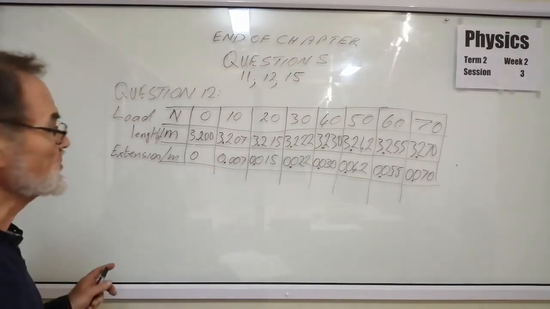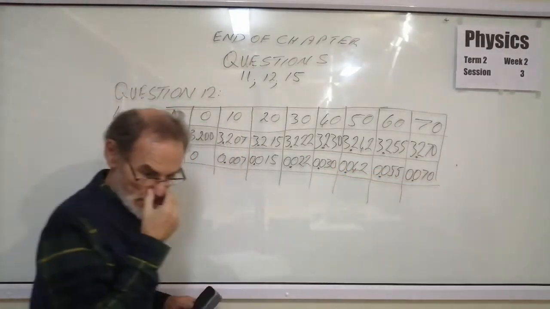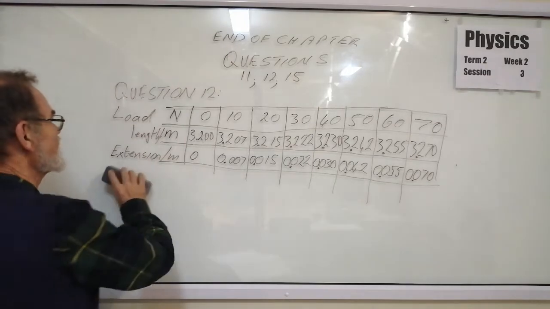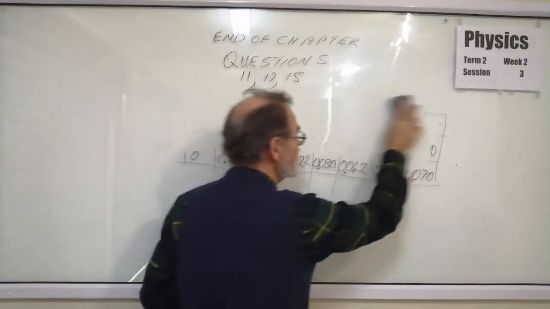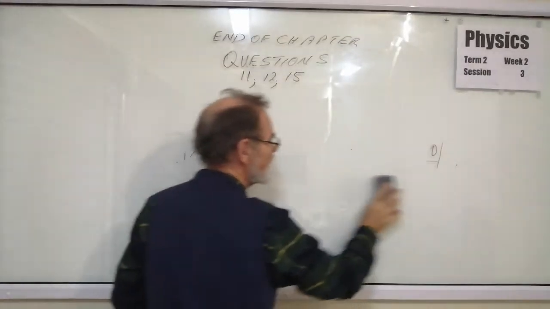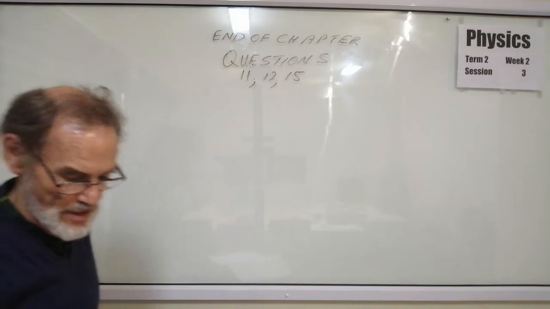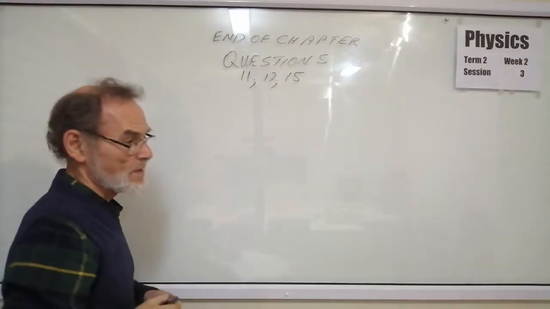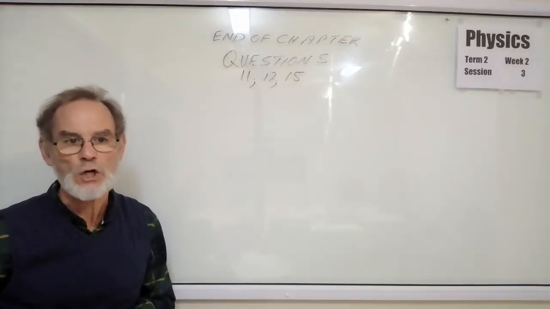Okay, question A, determine the extension. This has been done here. It's just a subtraction. Question B, draw an extension load graph. Right, now we're going to do that. So I've used the page with blocks on. If you have graph paper, that's fine. But the page with blocks works out like this. And divide your page up into 5 blocks.